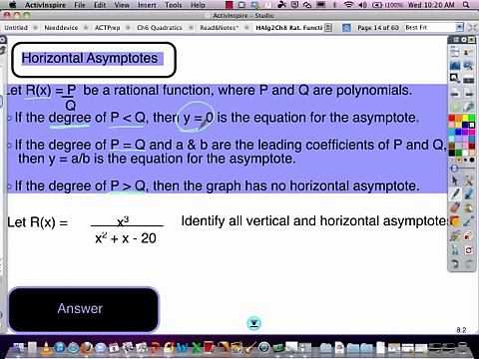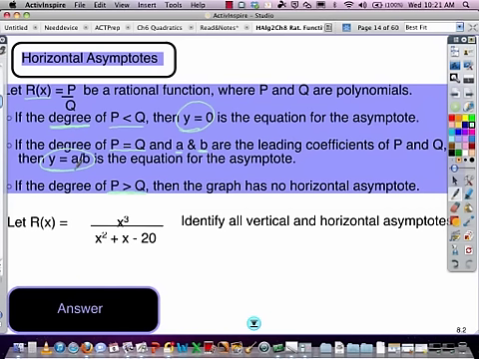If the degrees on the top and the bottom of the two polynomials equal each other, then we're going to take the leading coefficients and we're going to write y equals a divided by b. And yes, if the leading coefficients are negative, you would take the negative sign as well. So if they're equal, you're going to use the coefficients. Y equals top divided by the bottom's coefficient.